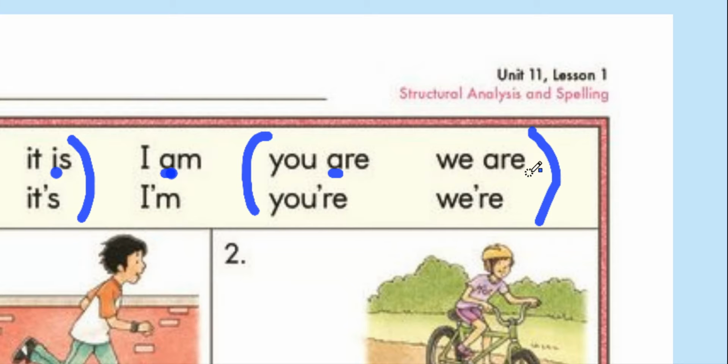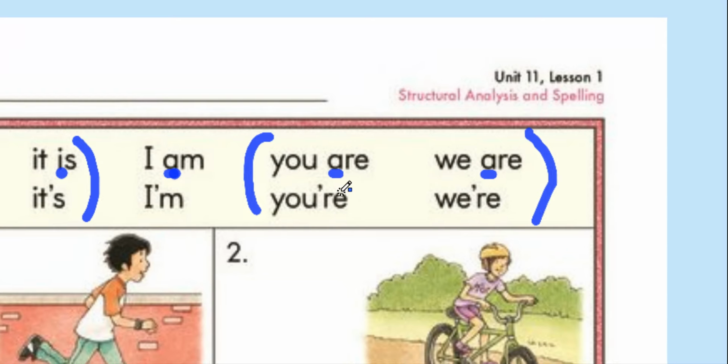Is that going to happen in the two words "we are"? Are we going to replace the A with an apostrophe? Well, let's take a look. W, E, aha. There is no A. It's an apostrophe. So we replace this A with an apostrophe, and we still have R and E. So "we are" turns into "we're." "You are" turns into "you're."